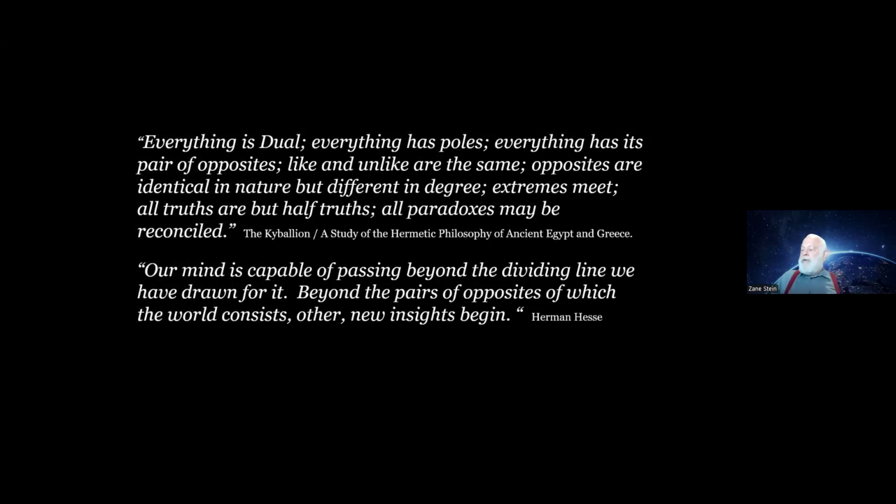Let's read a couple of quotes here. This first one is from a book called A Study of Hermetic Philosophy of Ancient Egypt and Greece. Everything is dual. Everything has poles. Everything has its pair of opposites. Like and unlike are the same. Opposites are identical in nature, but different in degree. Extremes meet. All truths are but half-truths. All paradoxes may be reconciled.